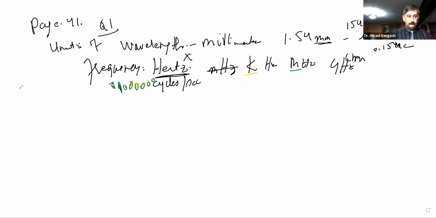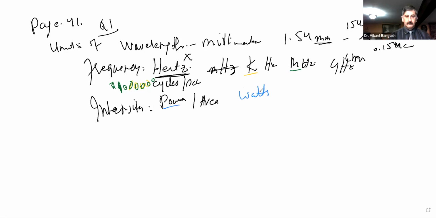Intensity. Now we said intensity was power per area. Just translate the units: watts per area, which would be any unit of distance squared.